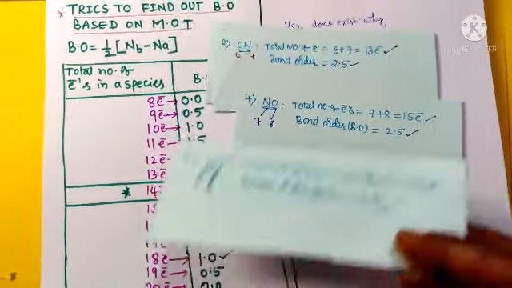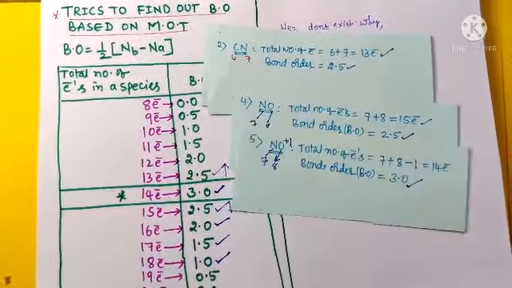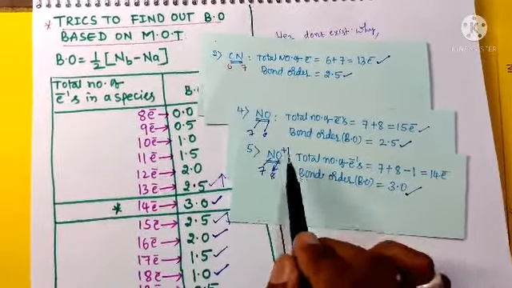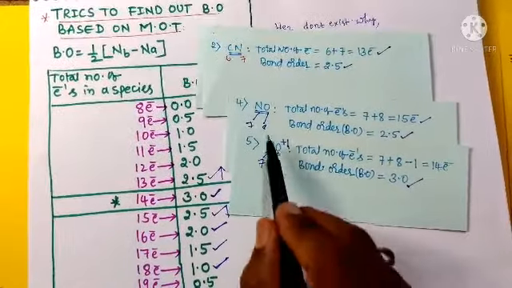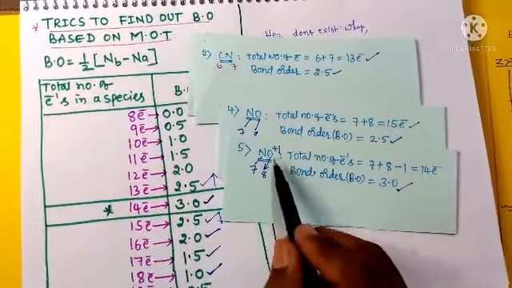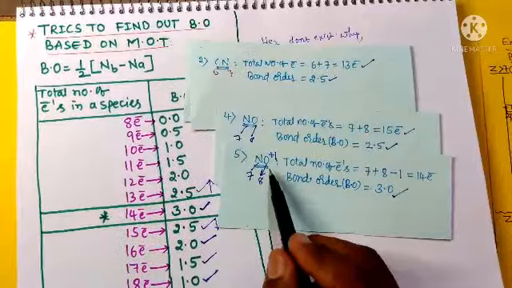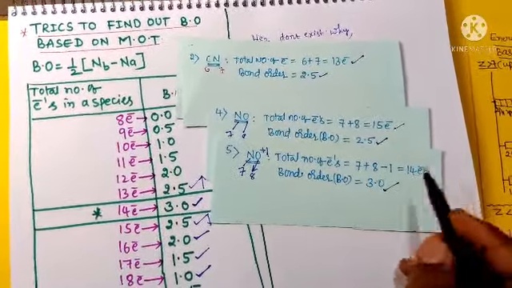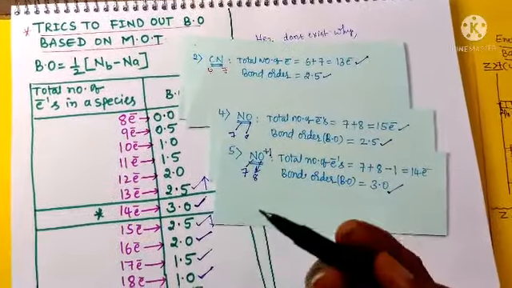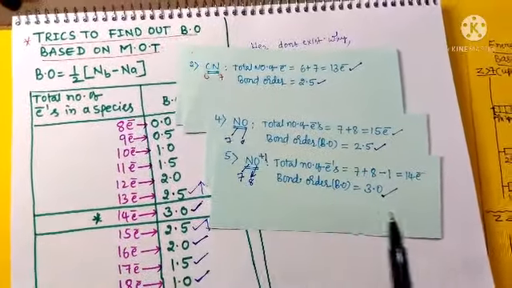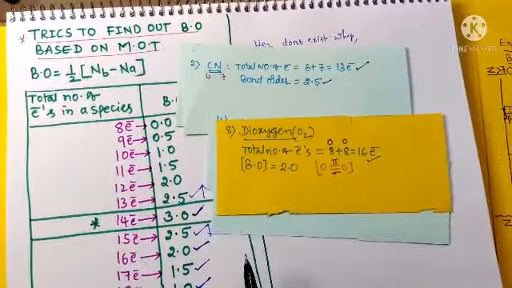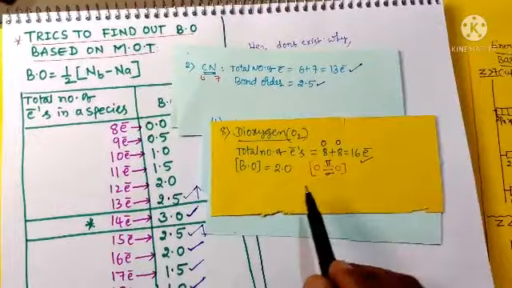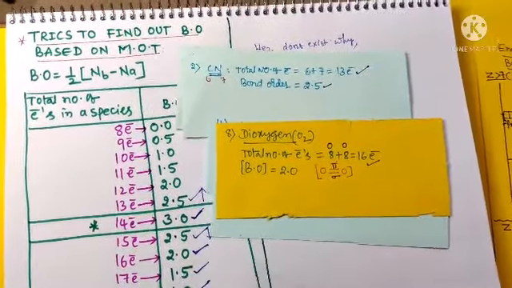See here, one more example I will give. This is NO plus, meaning from this NO, 1 electron is removed. Nitrogen is 7, oxygen is 8, and from this 1 electron is removed, so 7 plus 8 minus 1, 14 electrons. Then 14 means its bond order is 3. Very simple, students. Then see here one more, dioxygen, O2. Total number of electrons how many? 8 plus 8, 16. Then its bond order is how much? 16 means bond order 2.